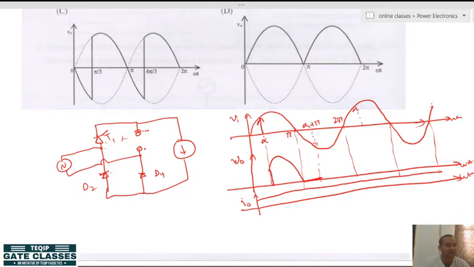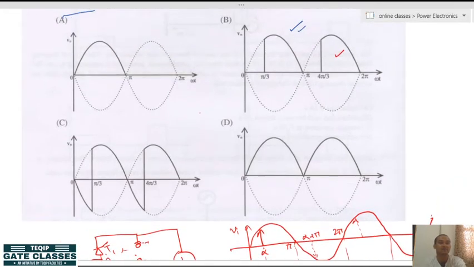Still this freewheeling effect remains, because T1 and D2 are on, D4 is still off, and T3 is also off. So, this terminal of the supply is disconnected, load and source are disconnected, which means the freewheeling effect is still going on. It means there will be no output voltage after this. So, which option must be correct?